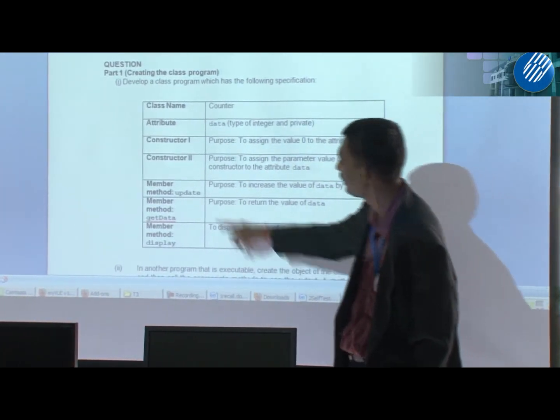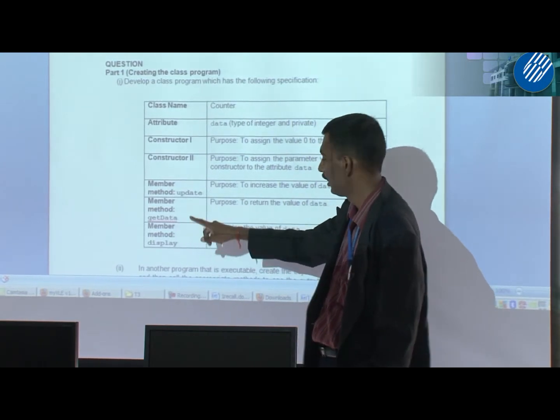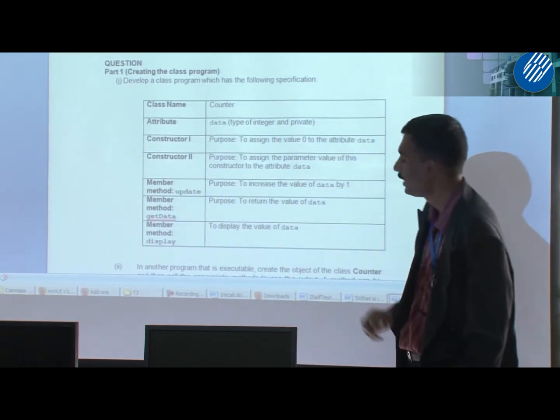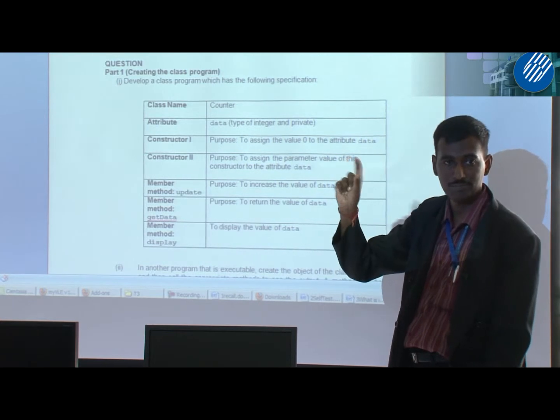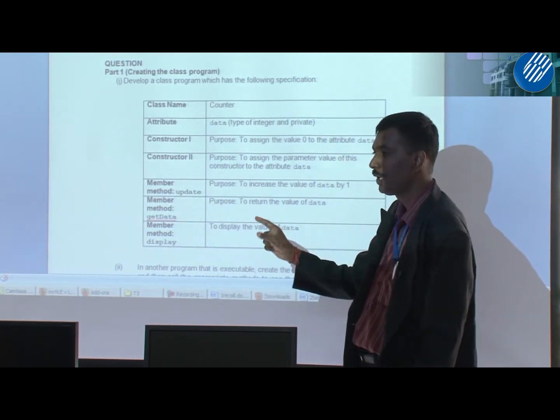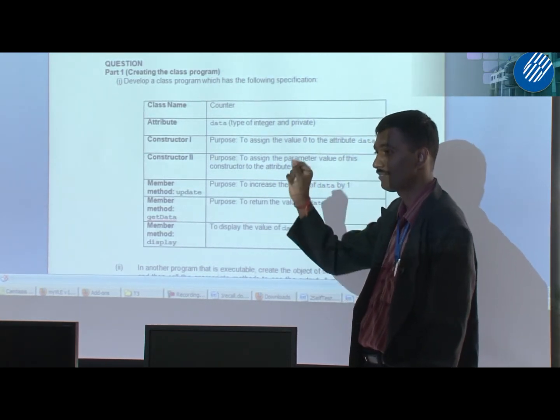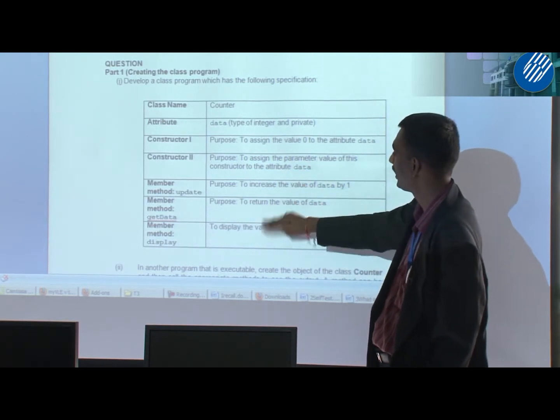Display, to display the value of data. What's the difference between get data and display? Display, you use System.out.println. Get data, you don't use System.out.println, you use return data. That's the two different things.